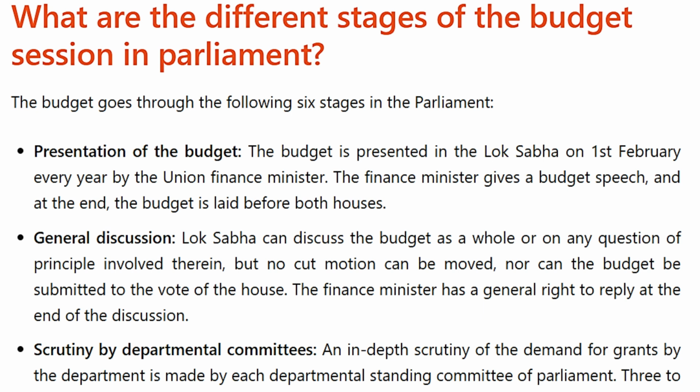The budget goes through the following 6 stages in the Parliament. Presentation of the budget. The budget is presented in the Lok Sabha on 1st February every year by the Union Finance Minister. The Finance Minister gives a budget speech and at the end, the budget is laid before both houses. General discussion. Lok Sabha can discuss the budget as a whole or on any question of principle involved therein, but no cut motion can be moved, nor can the budget be submitted to the vote of the House. The Finance Minister has a general right to reply at the end of the discussion.